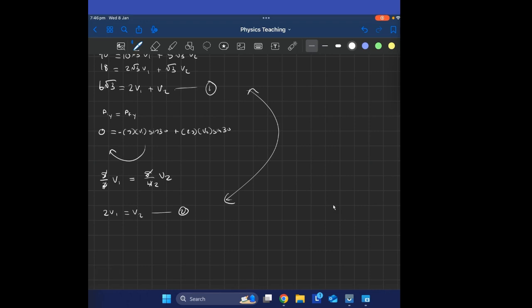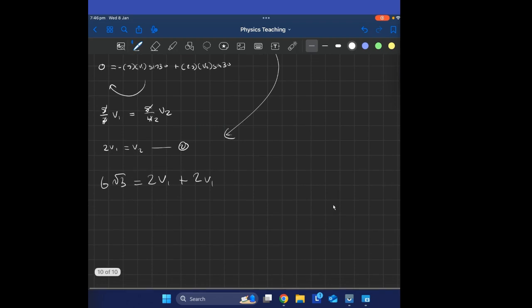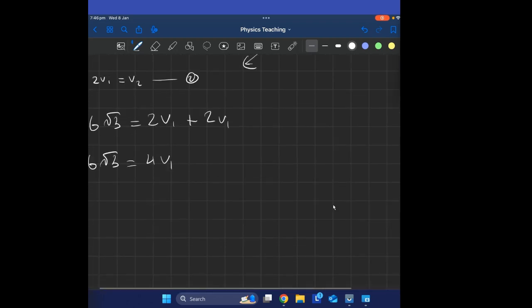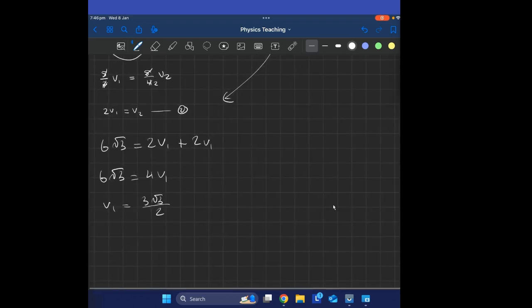So let's substitute equation 2 into equation 1. So we know that v2 is going to equal 2v1. So 6 root 3 is equal to 2v1 plus v2, but v2 is equal to 2v1. Then 6 root 3 is going to equal 4v1. So v1 is going to equal 6 root 3 divided by 4. So 3 root 3 on 2. Therefore we have v1 is going to be this.